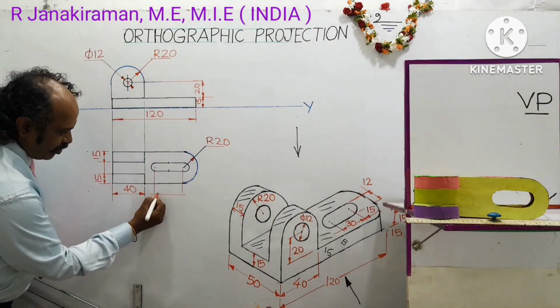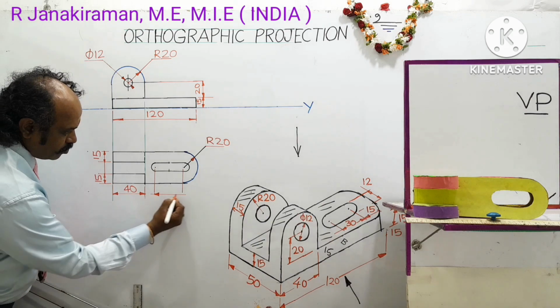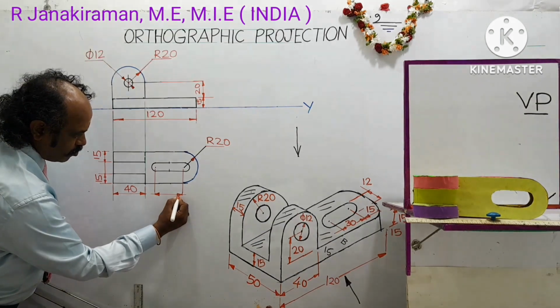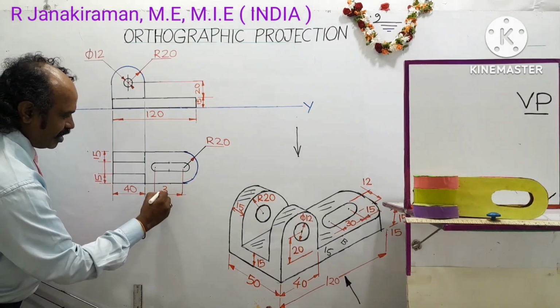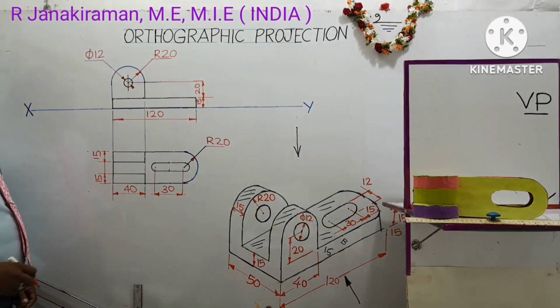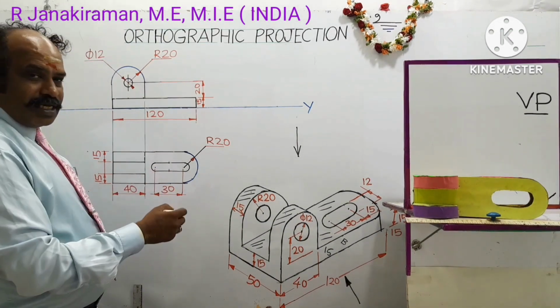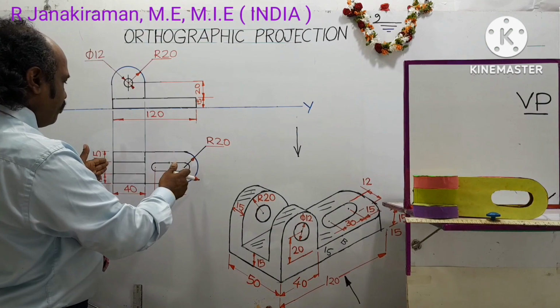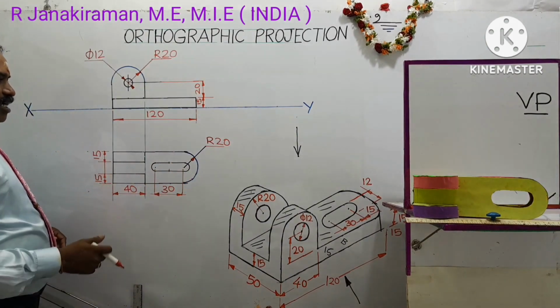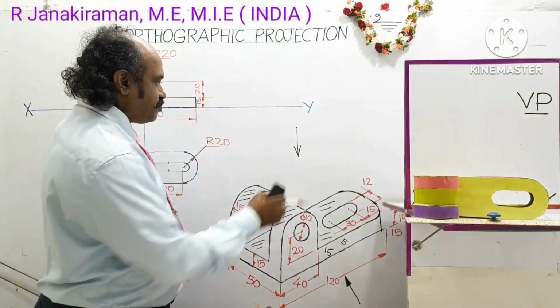Put it to narrow red, shade it. 30 shall be written like this. Okay, the view obtained is called the top view. Exactly below the front view, this top view diagram should come. Okay, next I am going to draw a left side view.